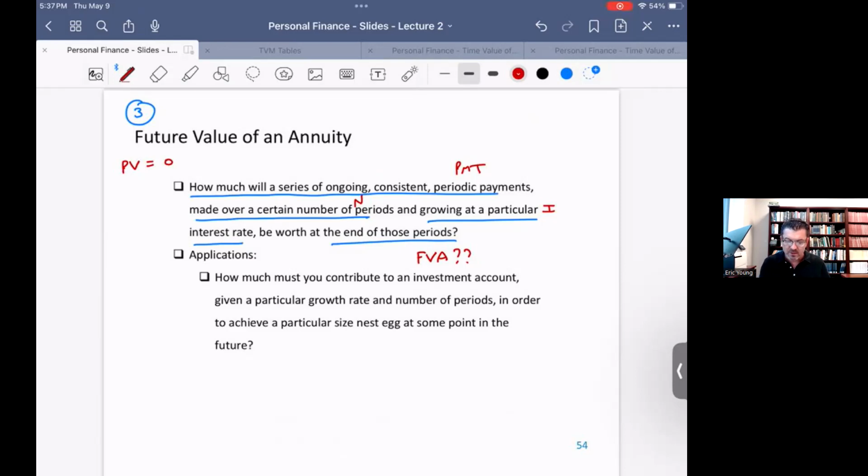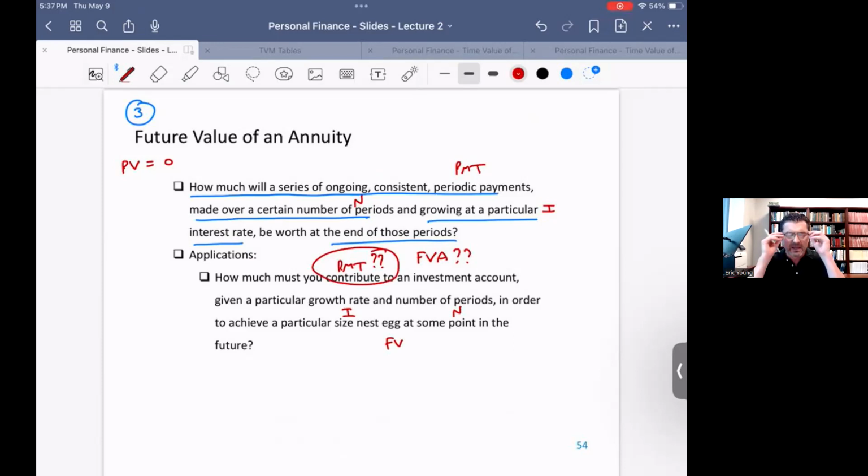Okay, so now we can put some variables on top of the jargon. The applications for this are really the key to understanding long-term investing over time, which is something that you're going to do, and I'll teach you how to do that. One of the applications is: how much must you contribute to an investment account? So this is your PMT. Given a particular rate of growth, which is your I, over a number of periods, that's your N, in order to achieve a particular size nest egg, that's your future value.